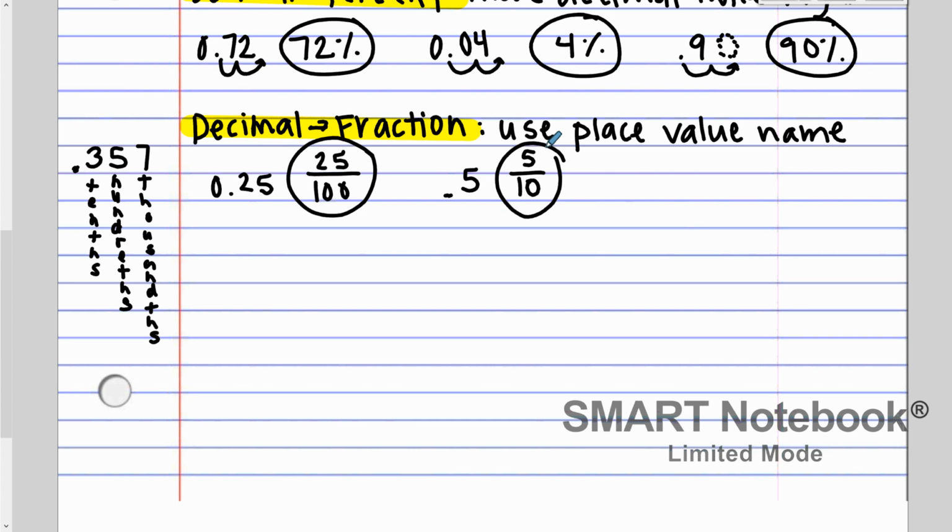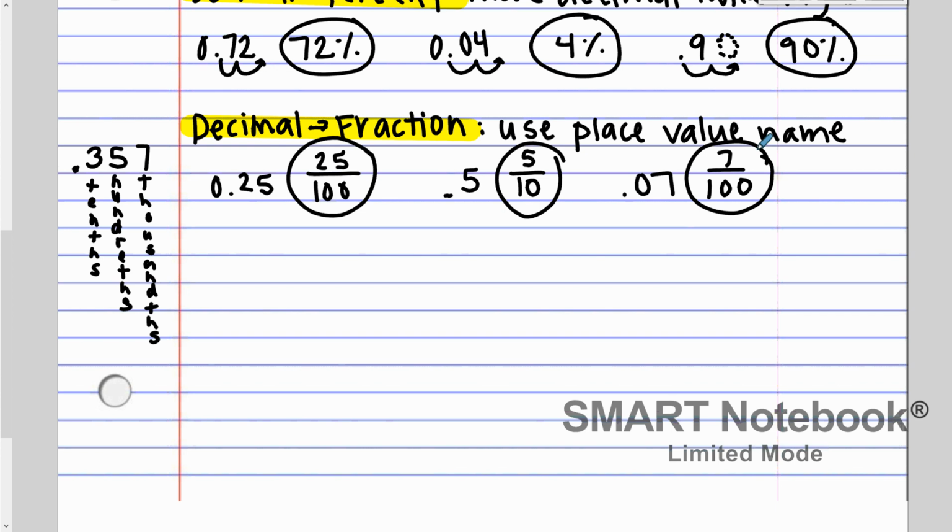Again, try this next one if you're feeling comfortable. 0.07. The 7 is in the hundredths place. So we would call this 7 hundredths. Now this is not 7 tenths because the 7 is in the hundredths place. So make sure that we are not mistaking that.